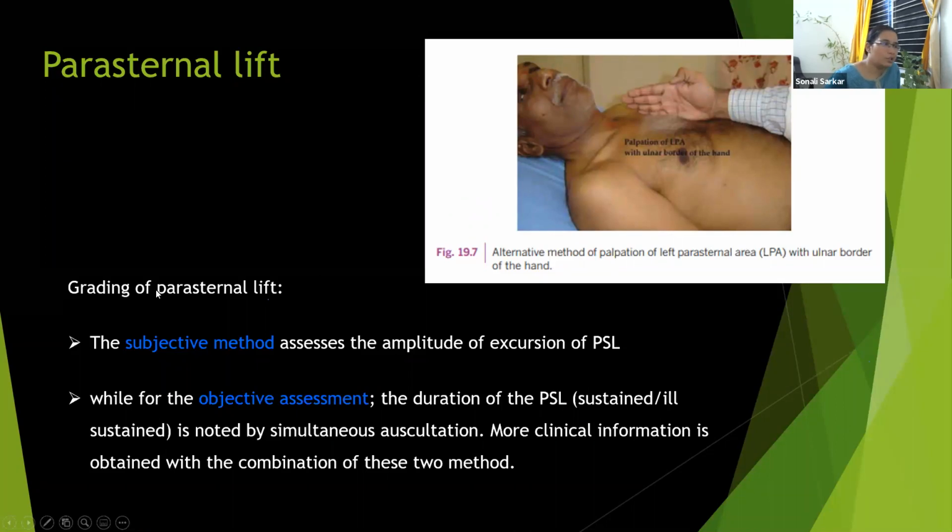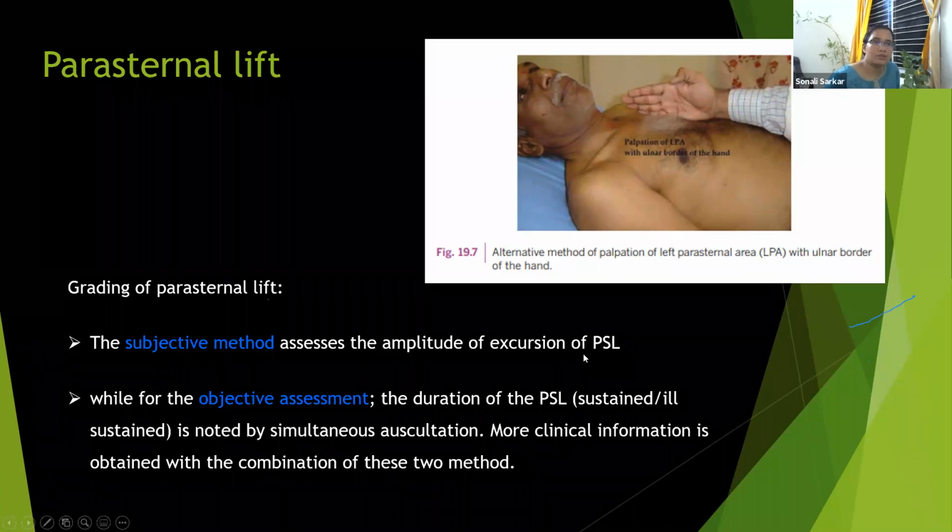So how do you grade the parasternal lift? You grade by the amplitude of excursion, that is how much your hand is moving. And second is the duration of the lift. This is noted by simultaneous auscultation. As I told you, whether it is less than 50% of systole or more than 50% of systole.